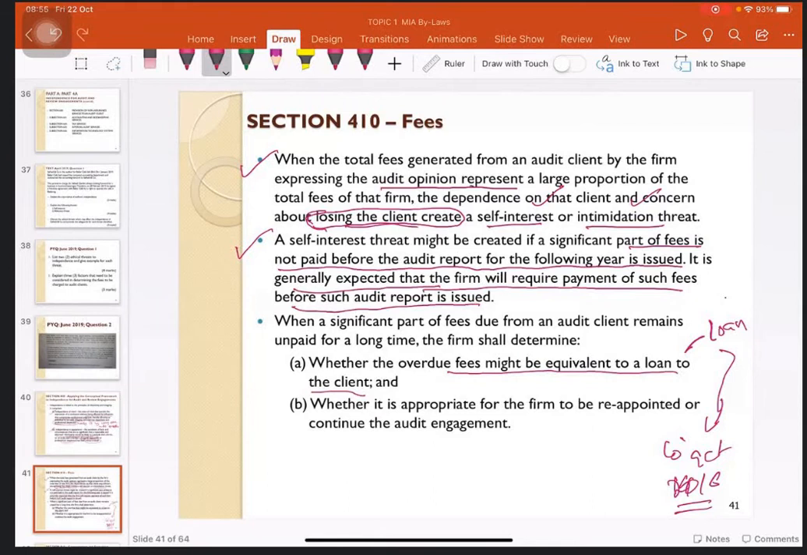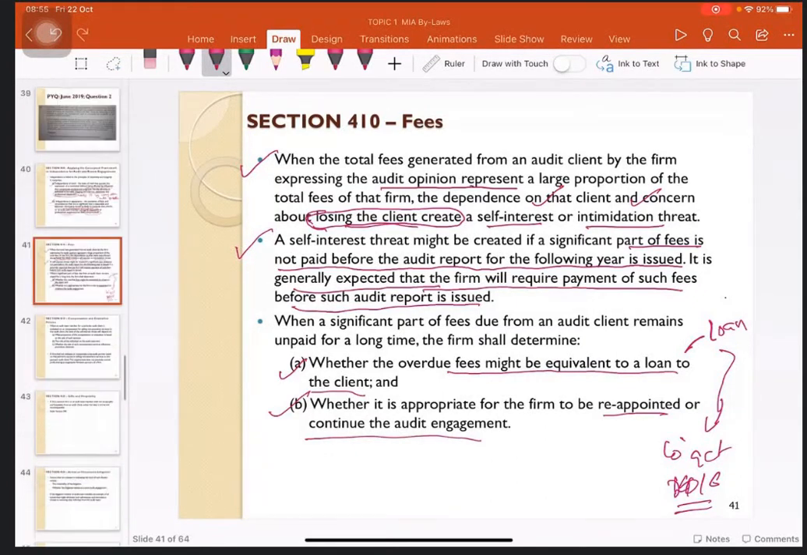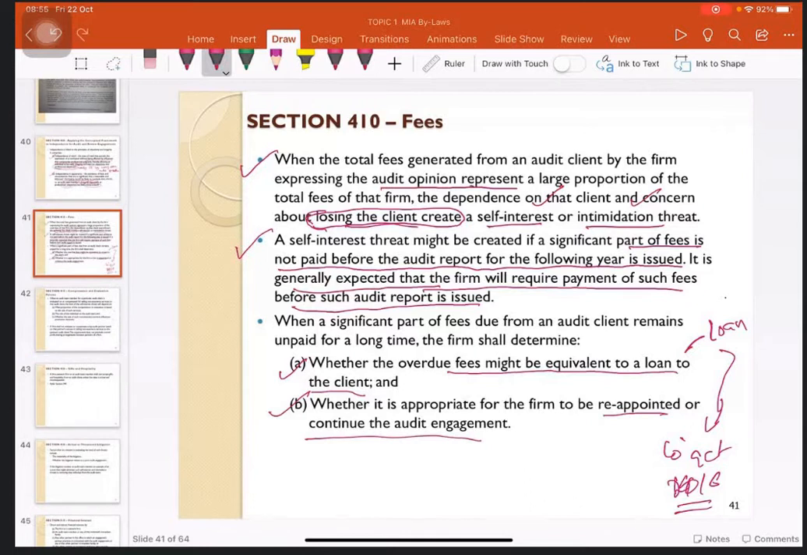Okay, so if the client does not pay for two consecutive years, we need to consider not accepting the reappointment, whether it is appropriate for the firm to be reappointed or continue the audit engagement. So under this situation, maybe as auditors, we might consider not accepting the reappointment. Okay, if they take too long to pay our audit fees.